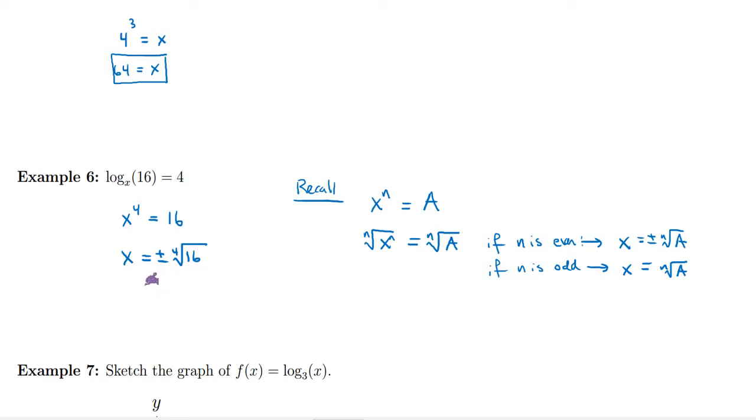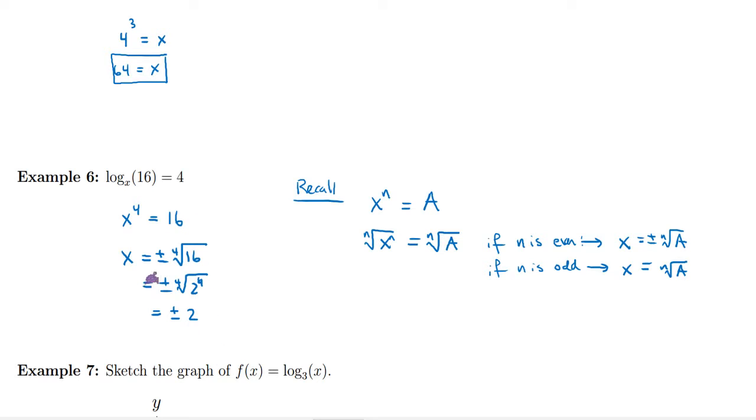And can we actually figure out what that is? Well, 16 is actually 2 to the 4th, right? If you factor this, it's 2 times 2 times 2 times 2. So that's actually just 2 then, plus or minus 2.